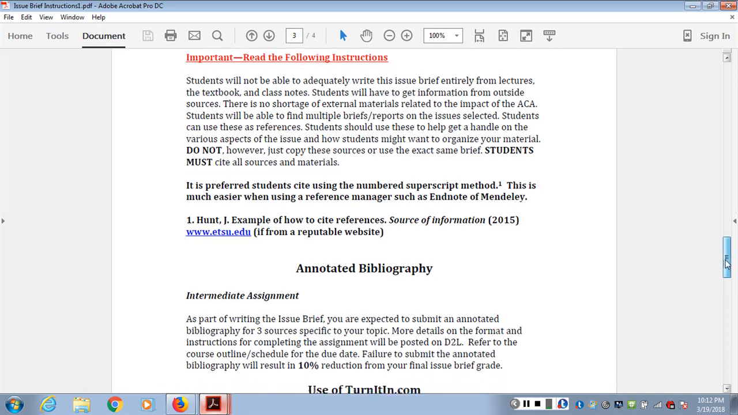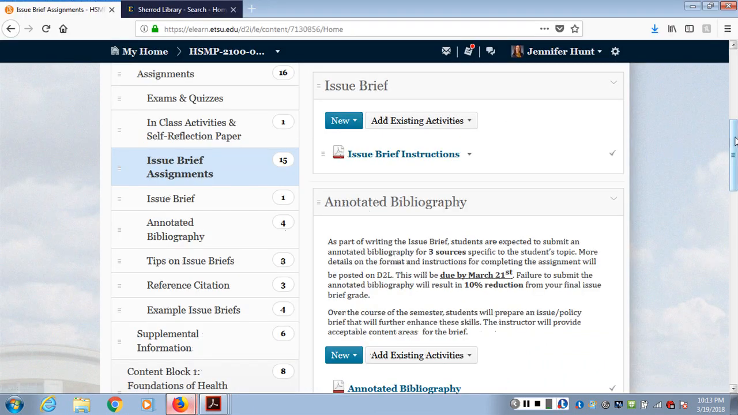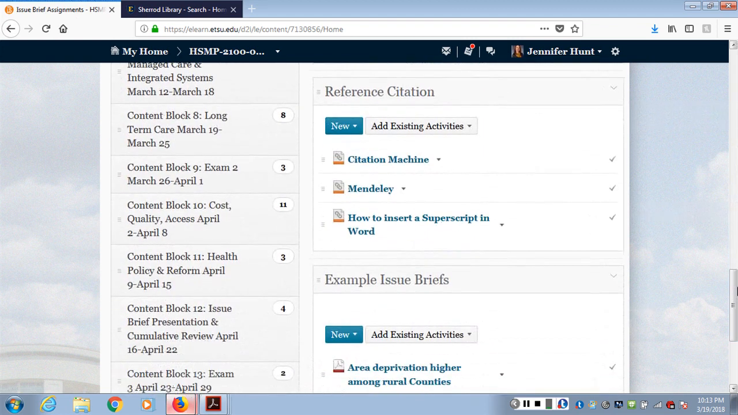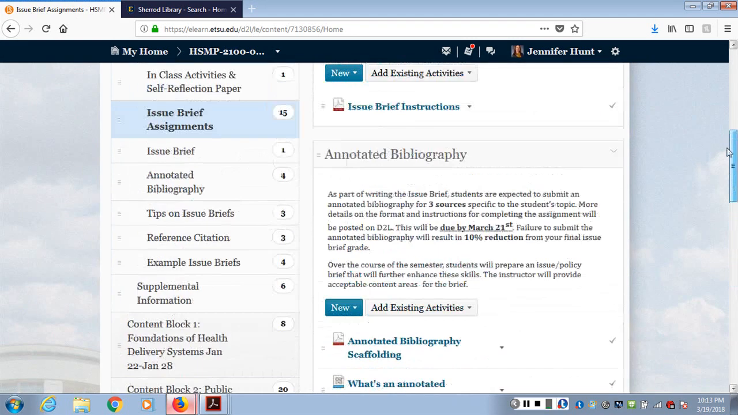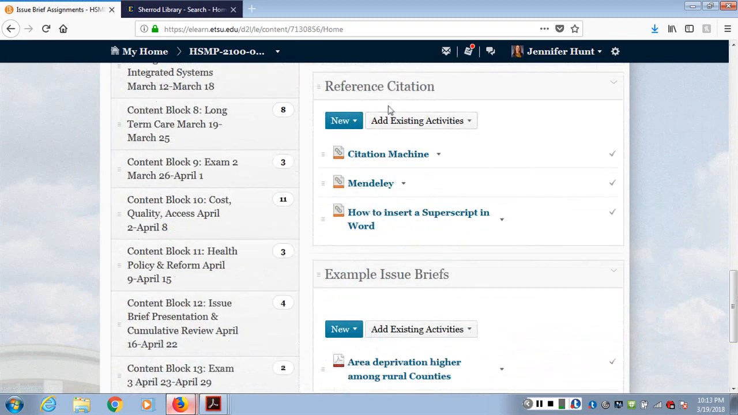I will be looking that you've cited all your materials, and for purposes of the issue brief, I do prefer the superscript method, which you can see here is just the superscript with the number 1. Now if we scroll, I'll show you real quick. If you have questions on how to do superscript and how to do that type of reference, you'll still go back to issue brief assignments under our assignment module, scroll down to reference citation. I've put a link in here to a video to show you how to superscript in Word.